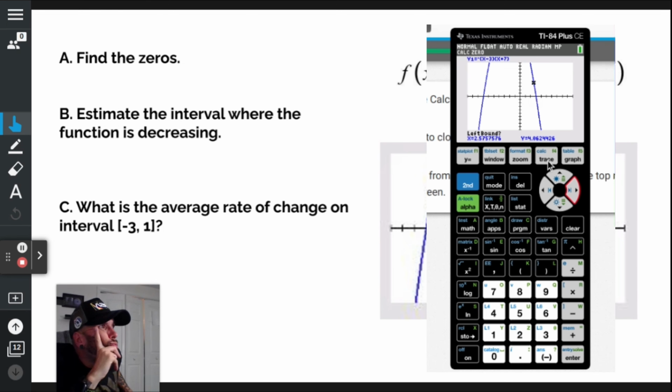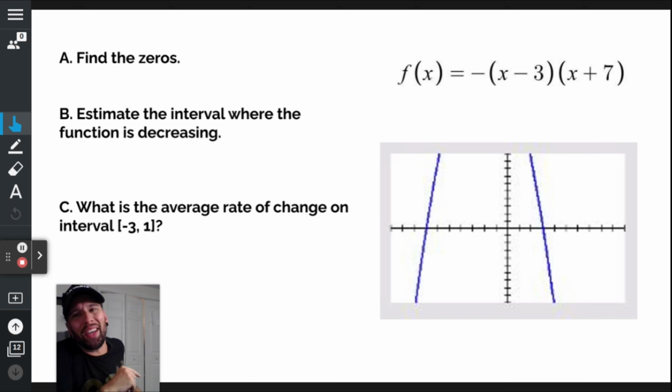Let's make sure it's to the left of where our 0 appears to be. Once you have that, hit enter. Now move to the right. You have to cross the x-axis, otherwise there's no sign change. There's an interval. Hit right again. And our other 0 is 3. Oh, great, we did it right.